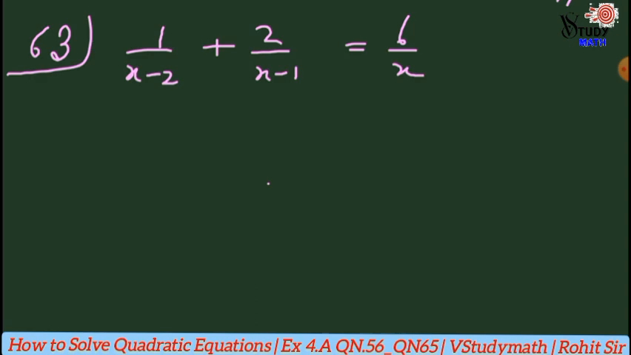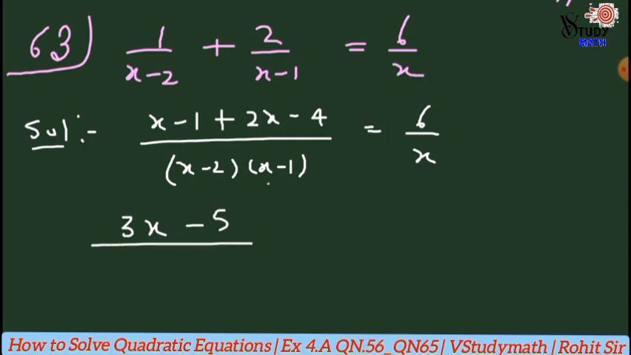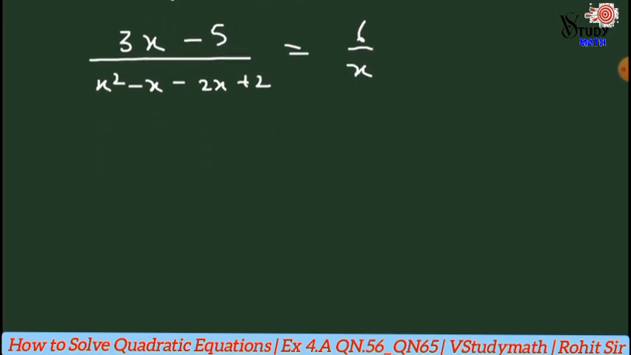Take the LCM first. The LCM will be x minus 2 and x minus 1. So we have x minus 1 plus 2x negative 4 is equal to 6 by x. We can write this like 3x negative 5. Now multiply in the denominator. We have x square negative x, negative 2x and positive 2 is equal to 6 by x. Now solve. So we have 3x negative 5 upon x square negative 3x positive 2 is equal to 6 by x.